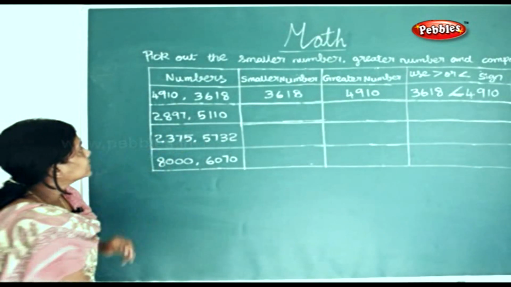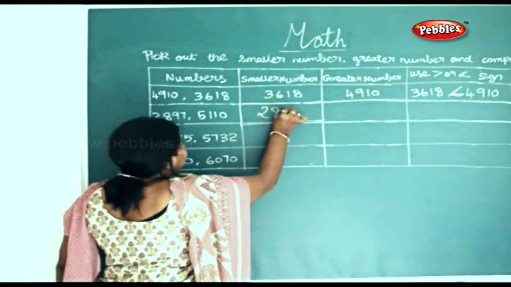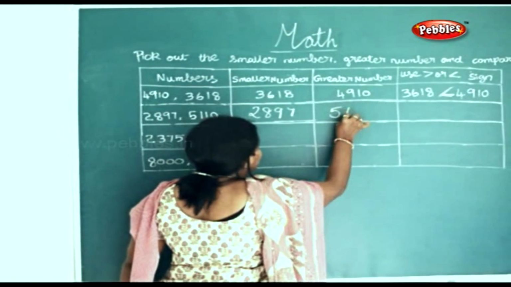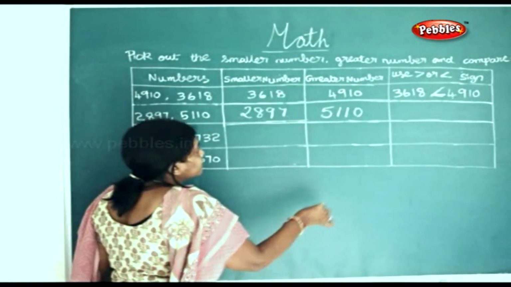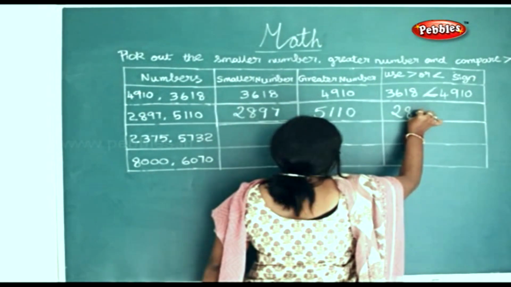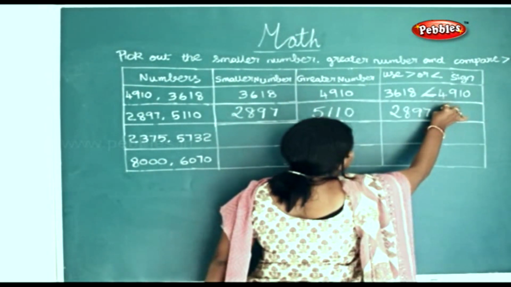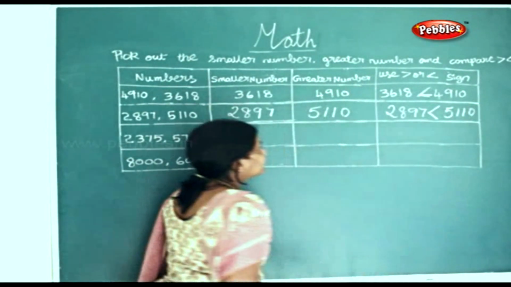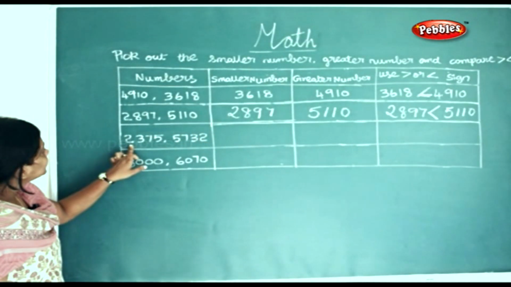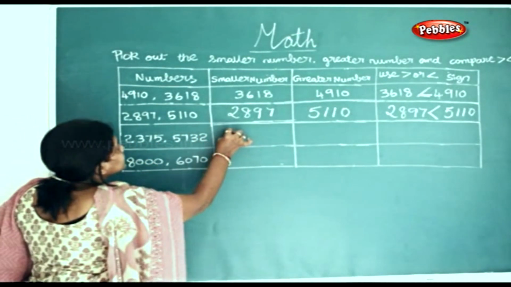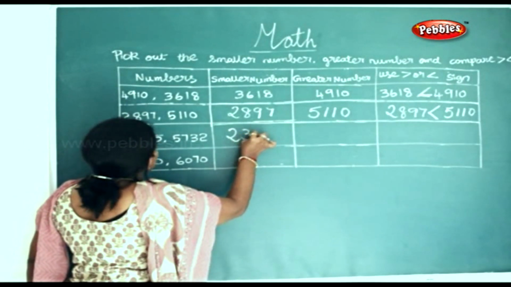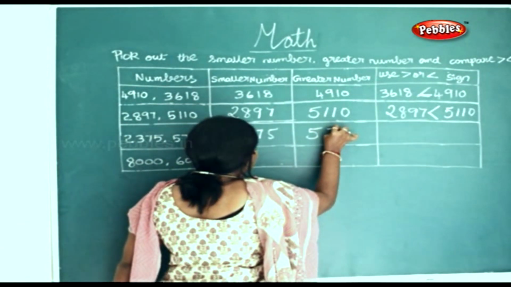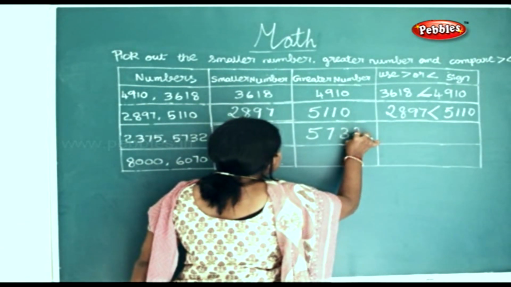In these two numbers, 2897 is the smaller number and 5110 is the greater number. So 2897 is smaller than 5110. In the next two numbers, 2375 is the smaller number and 5732 is the bigger number. So 2375 is smaller than 5732.